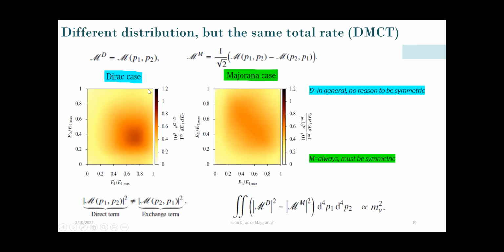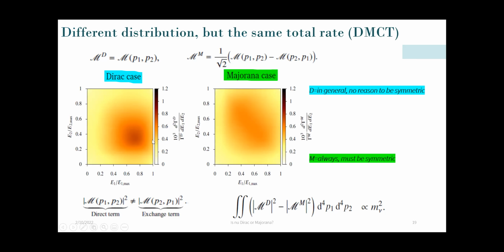Okay, to summarize, this is a generic diagram. It's not from many model calculations, but I'm saying that in the Dirac case you don't need to be symmetric. The Majorana case must be symmetric, and there are differences like this. But because we cannot see the momenta of these neutrinos, you have to integrate out the phase space, and then m_nu squared comes out. So somehow, even though it's very useful information, it's useless.